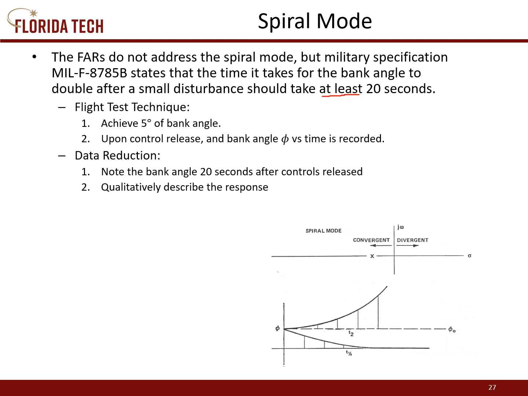The way you test this in flight is you're going to get a small disturbance in bank angle, so 5 degrees of bank angle. You'll release all the controls, and then you'll just basically let the airplane respond hands off. So then you'll record the bank angle phi versus the time. And then when we look at the data, we just look at the plot and make sure we understand what the bank angle is 20 seconds after the controls release, and as long as it hasn't doubled, we'll pass.